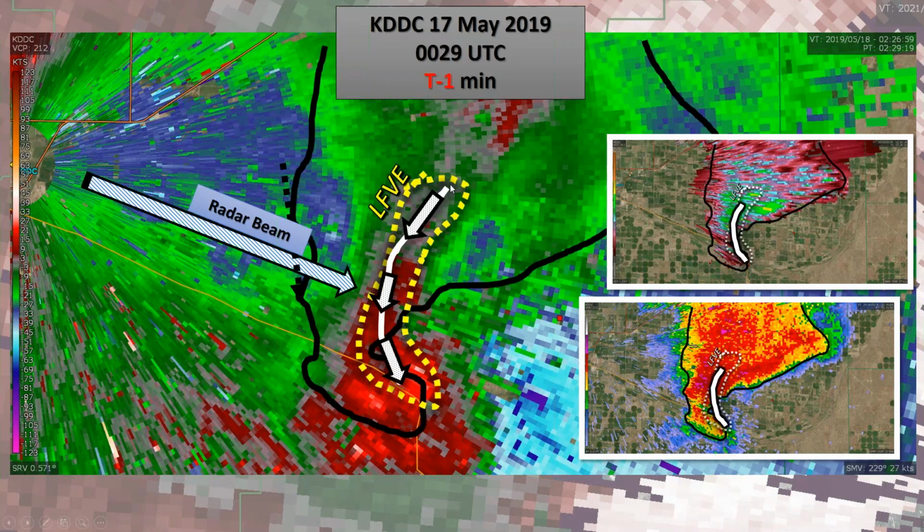So again, knowing the conceptual model is important here because it'll help you understand why there are some outbounds here like we would expect, but the reason is because that's where it's making its turn underneath the low-level mesocyclone. Yet that airstream originates from much deeper within the forward flank region.